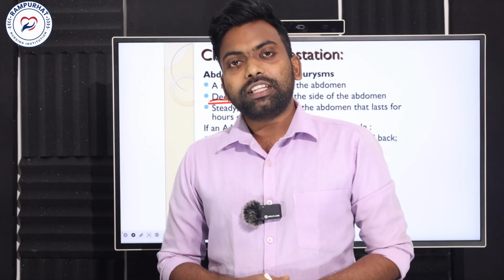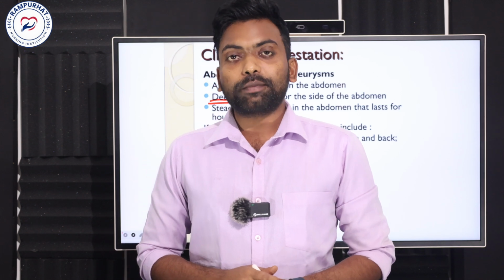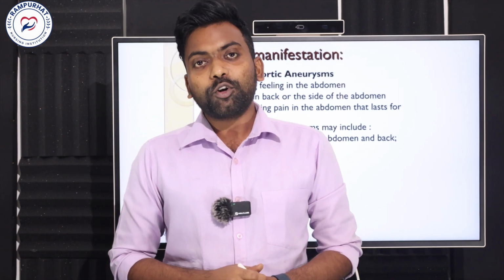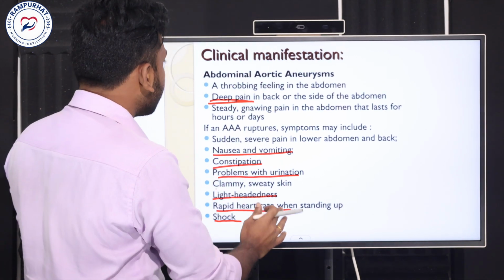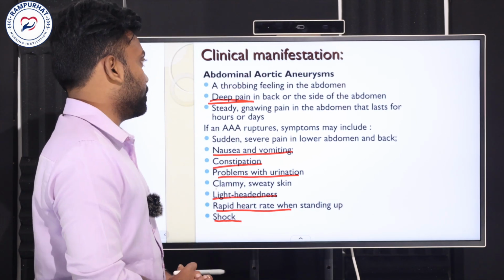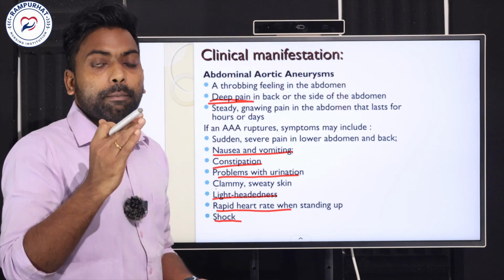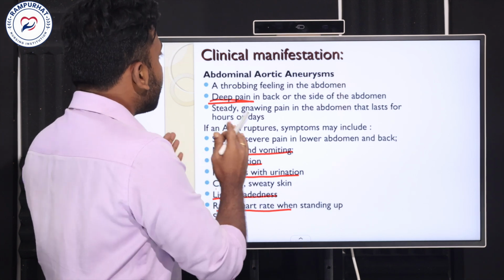My dear students, in the last session I discussed the meaning of aneurysm and the types of aneurysm. Today I would like to discuss the rest of the topic on aneurysm. So the continuation is the clinical manifestation, also called signs and symptoms. Once the patient gets an aneurysm, the patient shows such signs and symptoms.